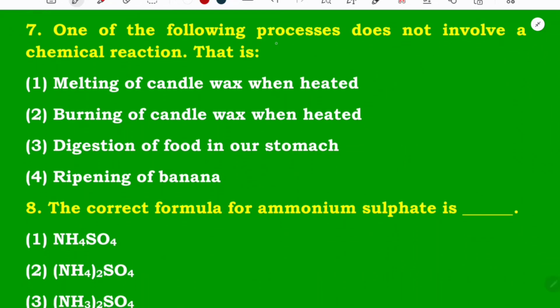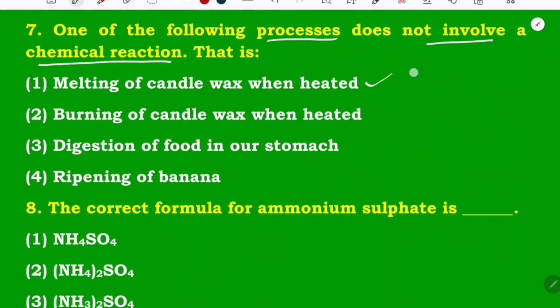Which one of the following processes does not involve a chemical reaction? Four options are given, and one is not related to a chemical reaction. The first one, melting of candle wax when heated, is the correct answer. How? In chemical reactions, color change, a new substance is formed, evolution of gas, and heat change, exothermic or endothermic, also take place. Here, with melting of wax, nothing like that happens.